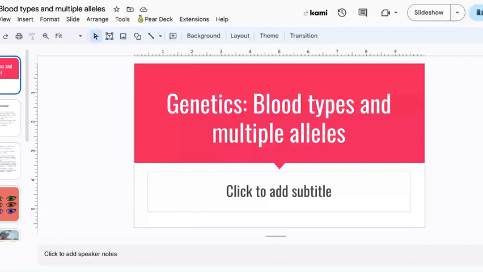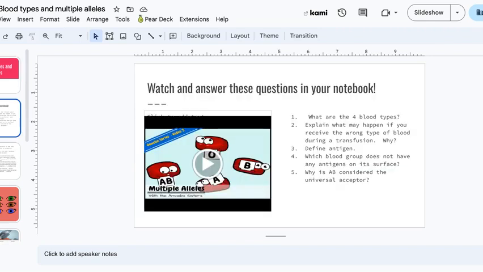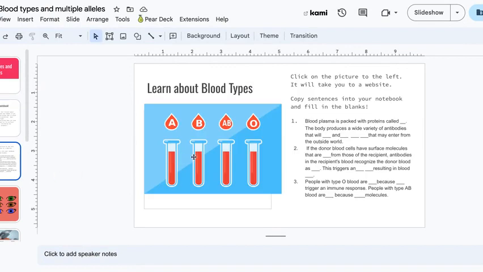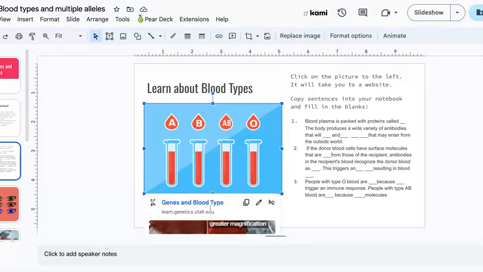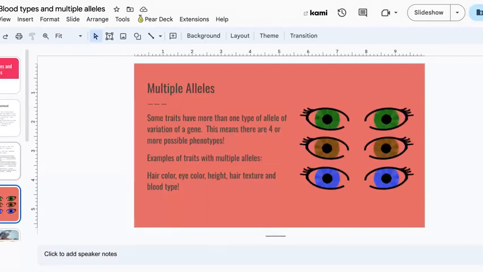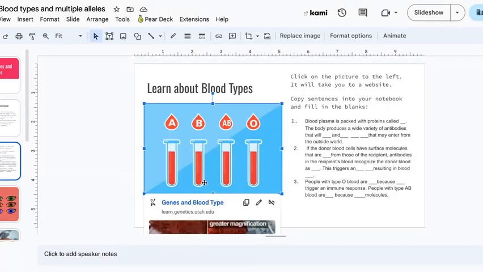Here are some notes on blood types and multiple alleles, and so you have your own copy in Google Classroom. Please first watch this Amoeba Sisters video. It's pretty short. And then you're going to answer these 5 questions in your notebook. Next, if you click on this picture, it'll take you to a website, and then you can answer these 3 questions.